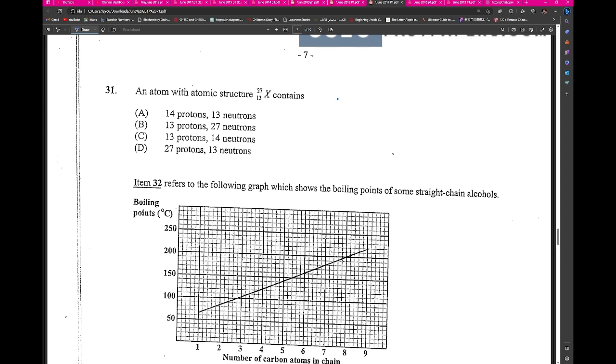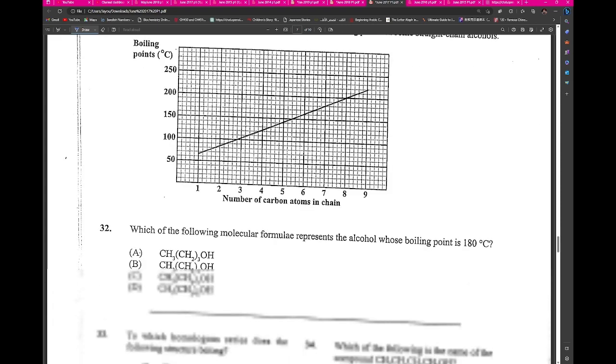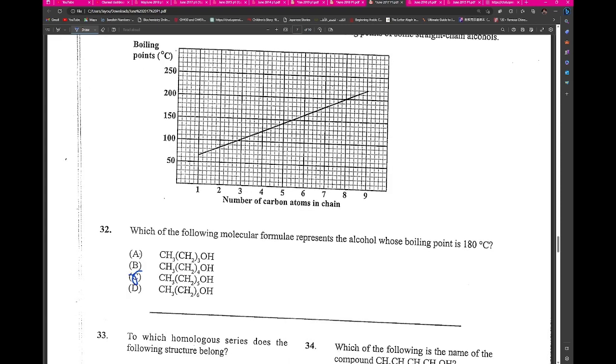So let's look at this. 27 minus 13 to get the number of neutrons. So 27 minus 13 should be what? 27 minus 13 is 14, so it should be 14 neutrons, right? This question repeated, the answer is C.